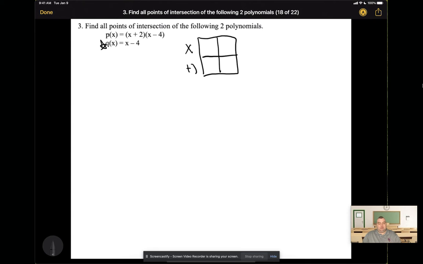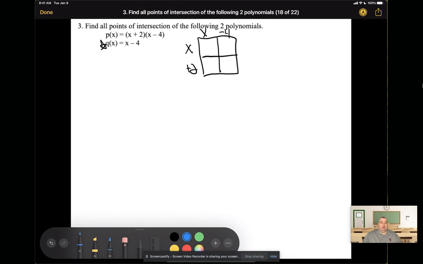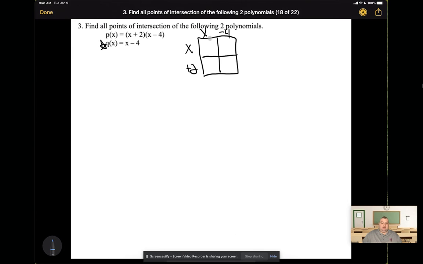So x plus 2 and x minus 4. If I quickly multiply that out, x times x is going to be x squared. 2 times x is going to be 2x. Negative 4 times x is going to be negative 4x. And negative 4 times 2 is going to be negative 8. So if I put that together, that's going to be x squared, negative 4x and positive 2x is a negative 2x, and then minus 8. So I converted P to standard form.